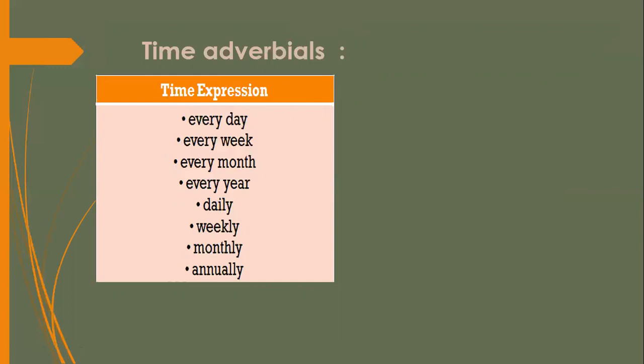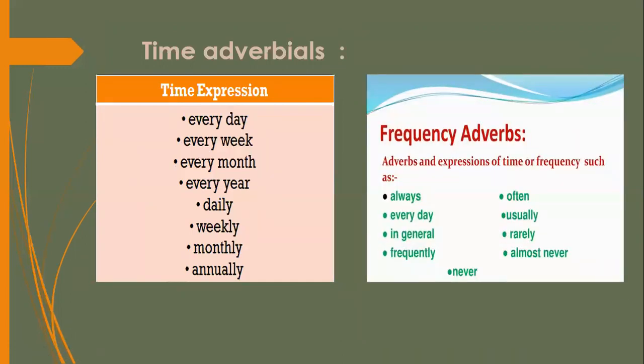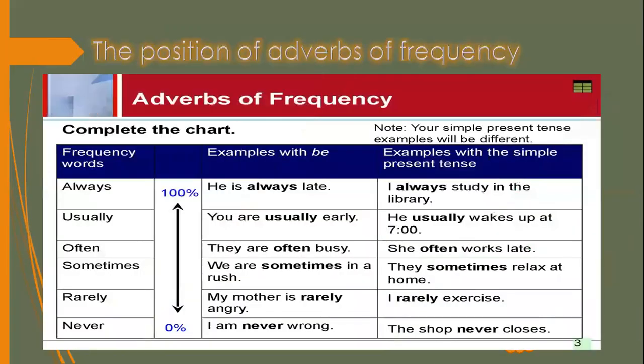Another group is adverbs of frequency, like always, sometimes, often, usually, rarely. With these adverbs of frequency, we also use the present form of the verb. Now, I have to remind you of the position of these adverbs of frequency. Always, usually, often, sometimes come after the verb to be, after is, after are. For example, he is always late, not he always is late.